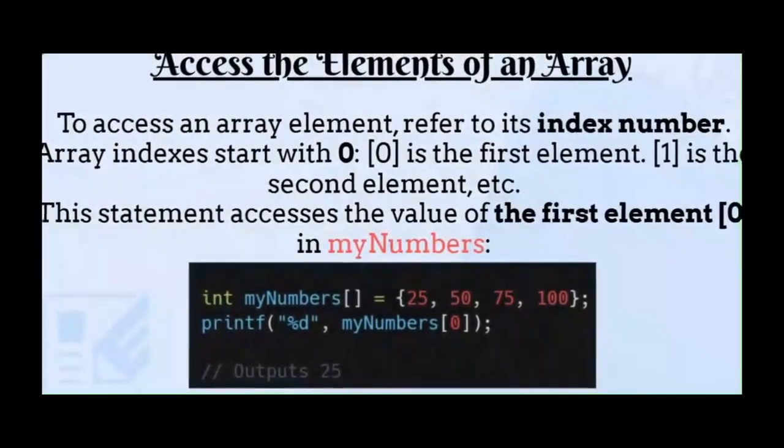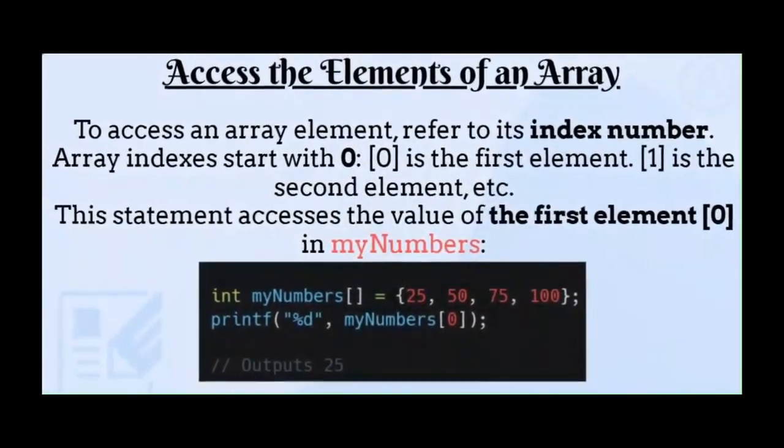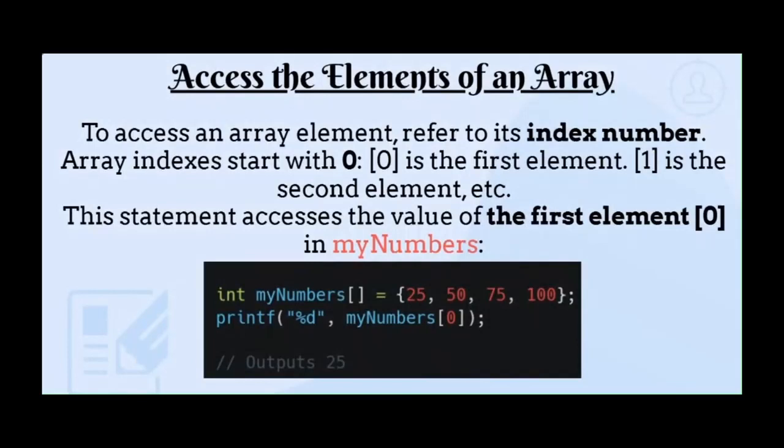Access the elements of an array. To access an array element, refer to its index number. Array indexes start with 0: 0 is the first element, 1 is the second element, etc. This statement accesses the value of the first element, 0, in myNumbers. The value of the first element is 25.